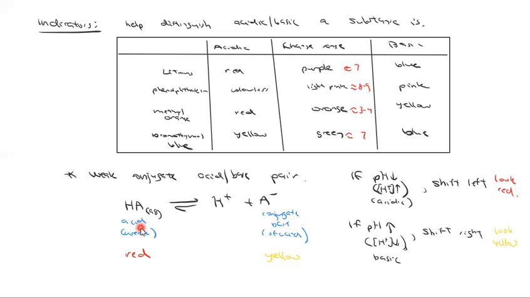So essentially, an indicator takes advantage of equilibrium, using the fact that different substances have different change ranges and Kas and so on. And as long as one of them has color, something like phenolphthalein only has color on one side, but no color on the other side, it's still useful as an indicator. As long as at least one side has color, that's how indicators work.